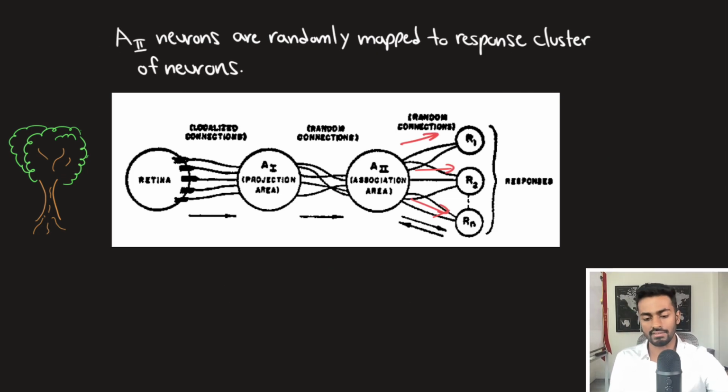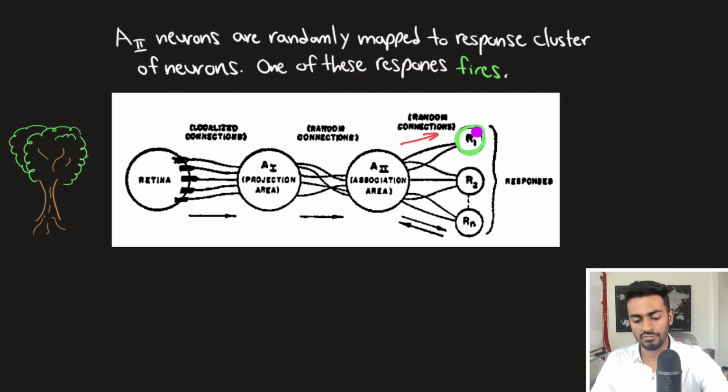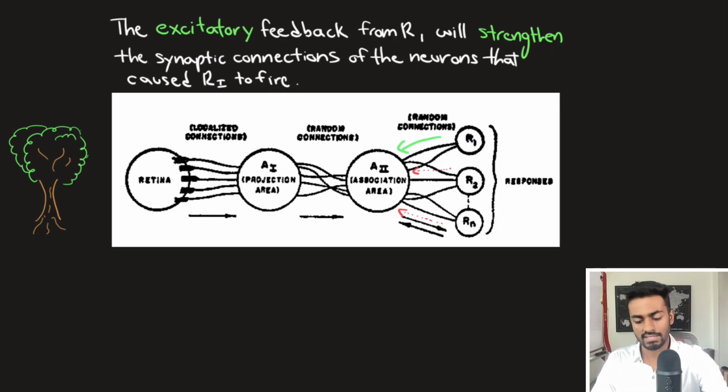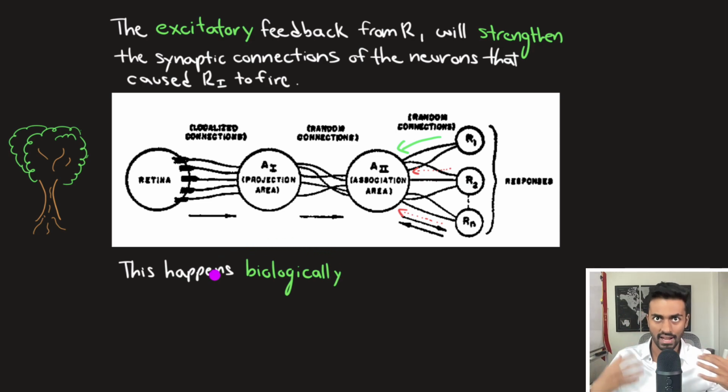And then eventually, this A2 neuron or A2 neurons are going to be randomly mapped to the response cluster of neurons here. And one of these is going to fire. In this case, let's say it's R1 that fires. Now, once R1 fires, the excitatory feedback from R1 will strengthen the synaptic connections of neurons that caused R1 to fire. So because R1 fired, all of the neurons that fired before this are now going to have very strengthened synaptic connections. Now, this is what happens in a biological case. This is actually what happens in human beings.